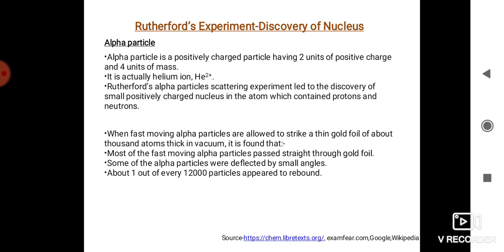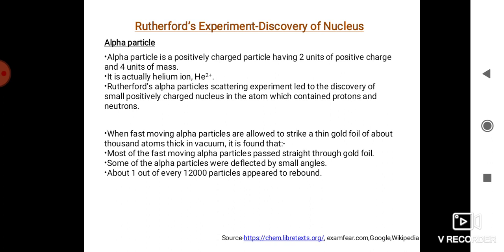Before understanding the experiment done by Rutherford, we must understand what an alpha particle is. Alpha particle is nothing but the helium 2 plus ion. Helium 2 plus ion means a helium atom loses its 2 electrons and results in a He 2+ ion. He 2+ ion is the same as an alpha particle.